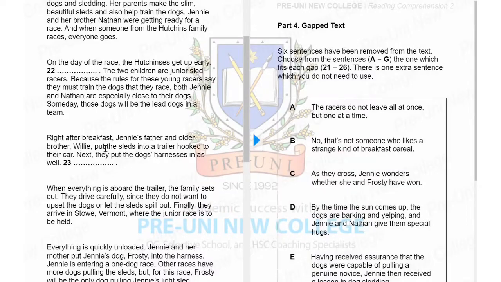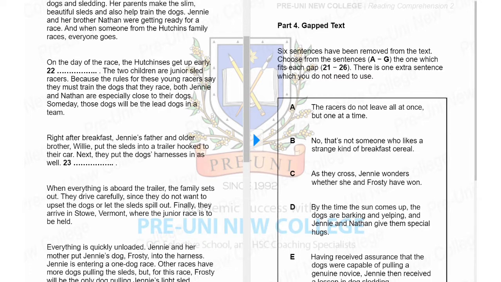Now, the next blank is in the next paragraph. So once again, reading the paragraph, it says, "Right after breakfast, Jenny's father and older brother, Willie, put the sleds into a trailer hooked to the car. Next, they put the dogs' harnesses in as well." Then we have a blank at the very end of the paragraph.